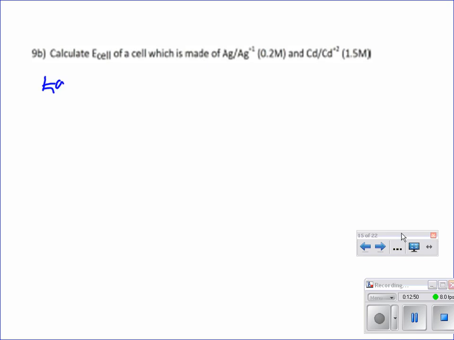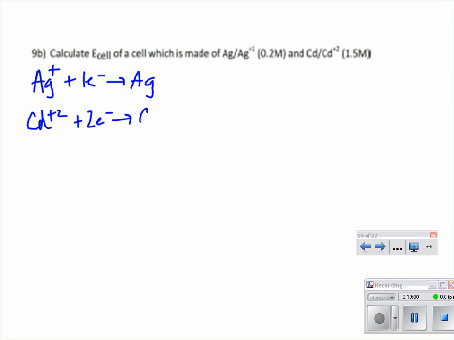Gosh, y'all, the board is going wacky. I did not write it like that. That looked like a Chinese character. Come on. Ag plus 1 electron makes Ag. And then Cd2 plus 2 electrons makes Cd.